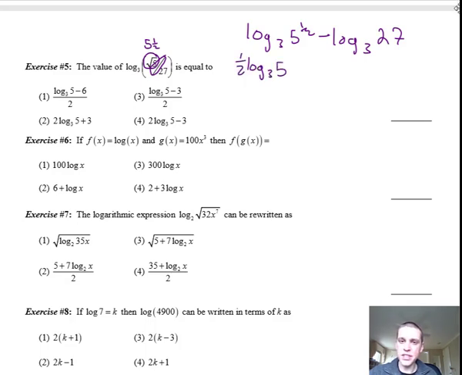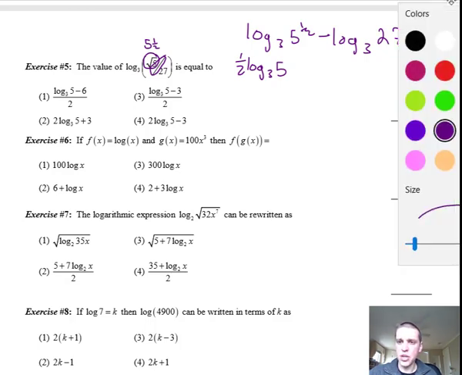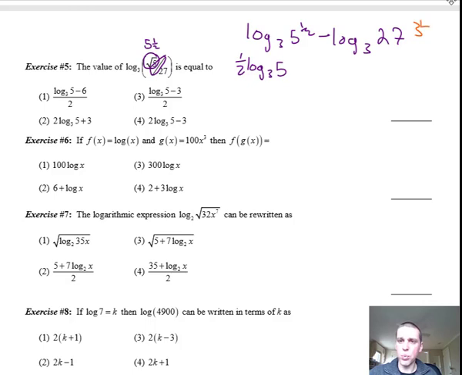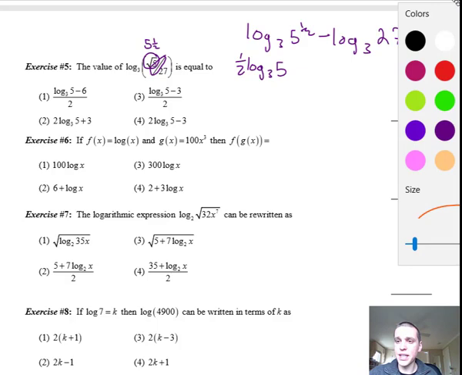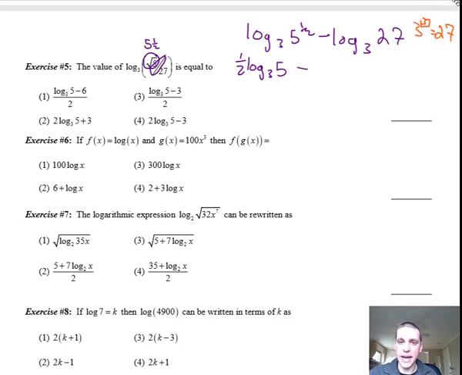And here I notice that I have two numbers. So I'm going to think to myself, 3 to what power gives you 27? Well, 3 squared gives you 9. 9 times 3 is 27, so this is going to be 3. So I can finish rewriting this as minus 3.